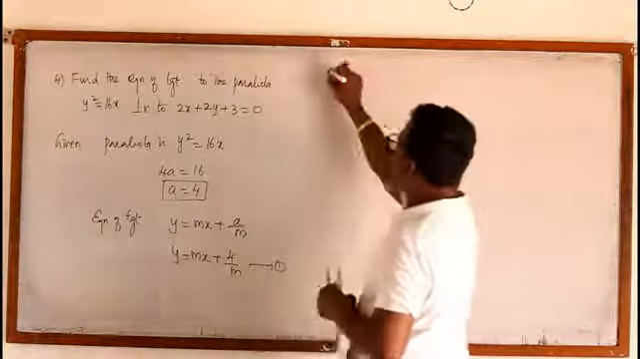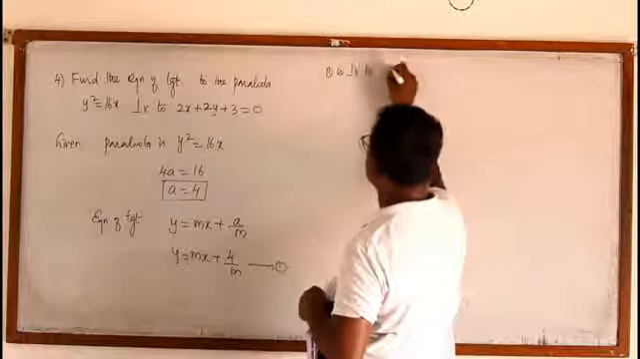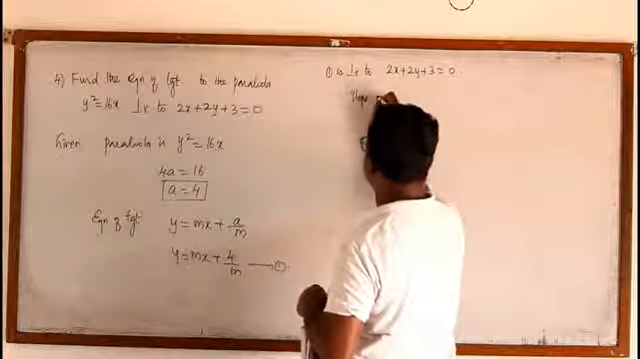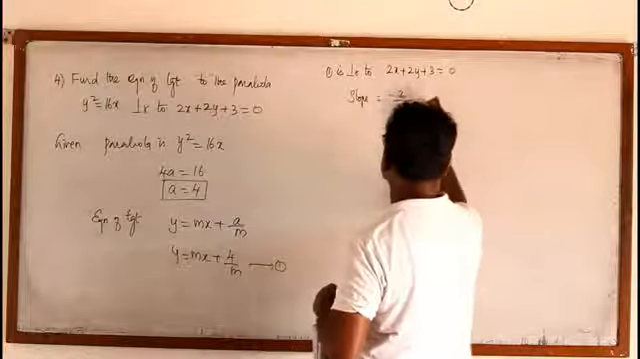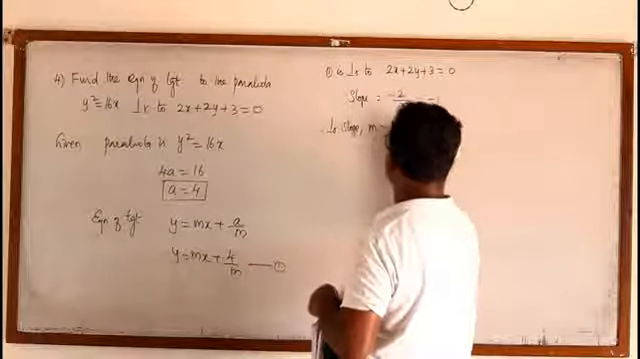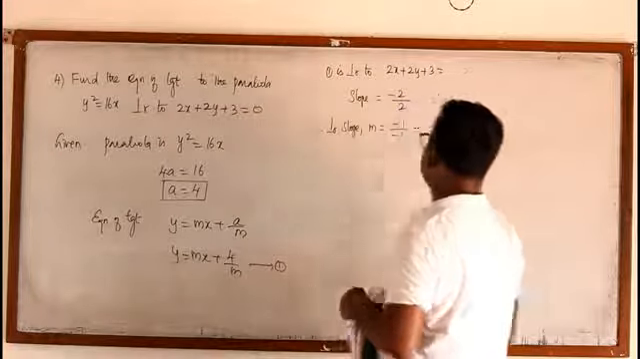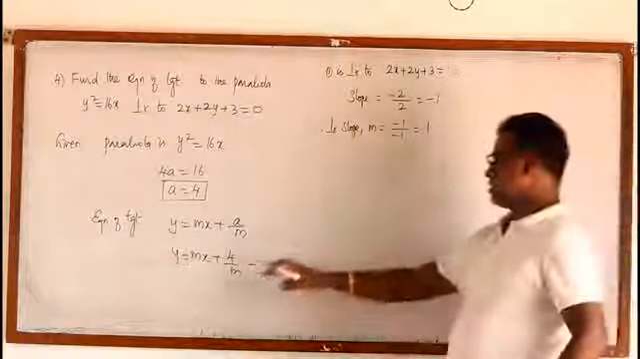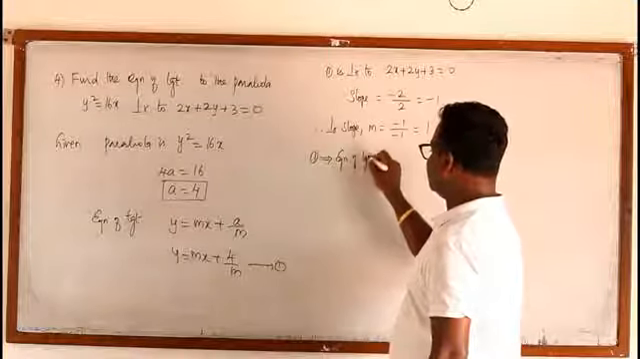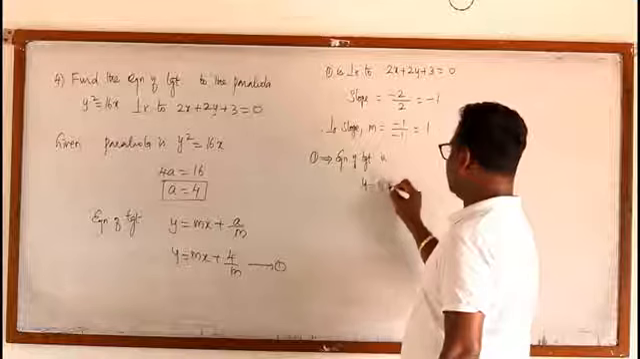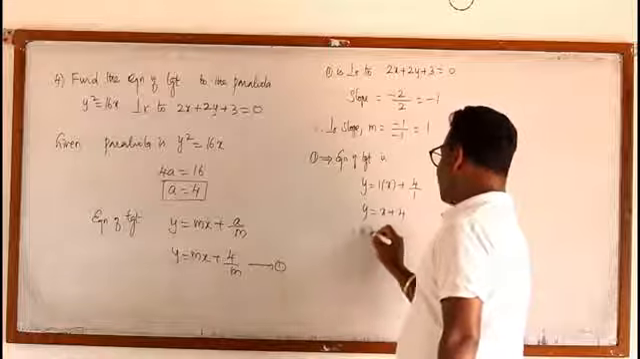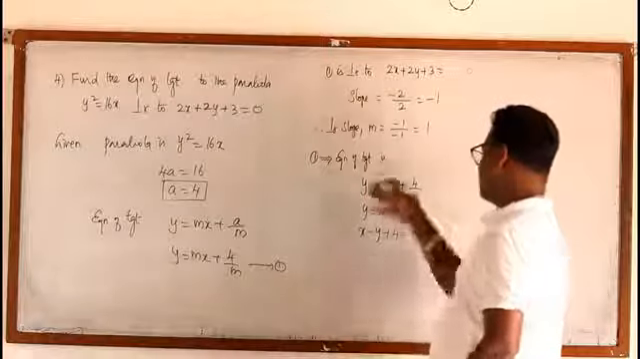That is, the tangent is perpendicular to 2x plus 2y plus 3 equal to 0. So the slope of this line is minus coefficient of x by coefficient of y, which is minus 1. Therefore, the perpendicular slope, that is our m, is minus 1 by minus 1, which is 1. So we substitute m as 1 here, then the equation of tangent is y equal to 1 into x plus 4 by 1. So y equal to x plus 4, or x minus y plus 4 equal to 0 is the tangent.